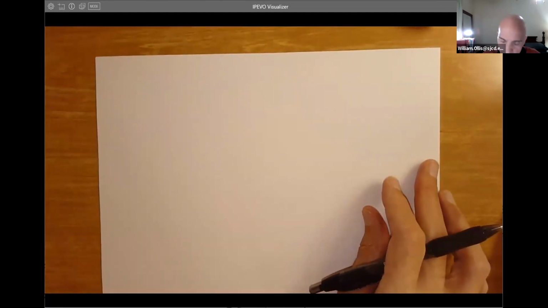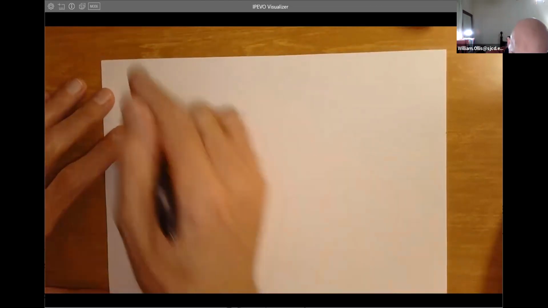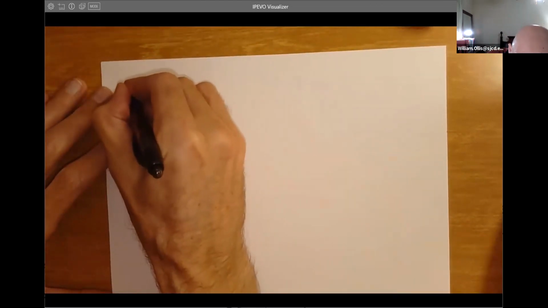Now, there's a concept that we need to talk about with curves, parameterizations, and that's the concept of a smooth curve. It's very simple. We've actually already talked about this. So we're going to have a definition.